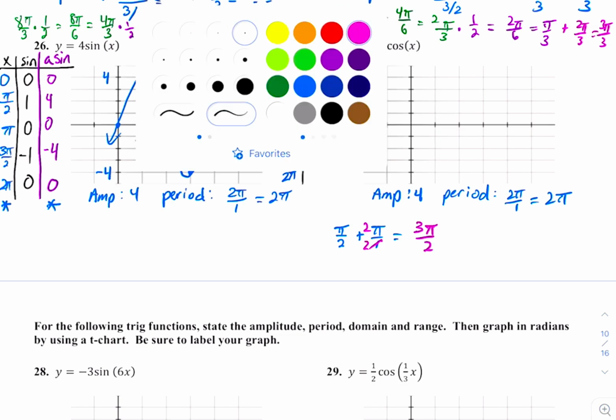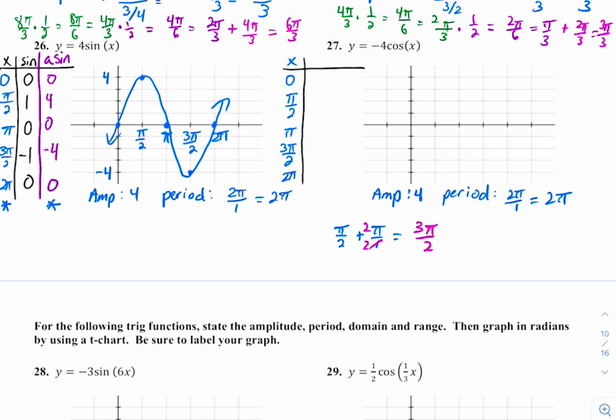Okay. And then now for this one, this is cosine. So I'm going to refer to this as the base function. So when you hear me use that terminology, that's either me referring to cosine or sine as whatever our starting function is. So normally for cosine, our values are 1, 0, -1, 0, 1.